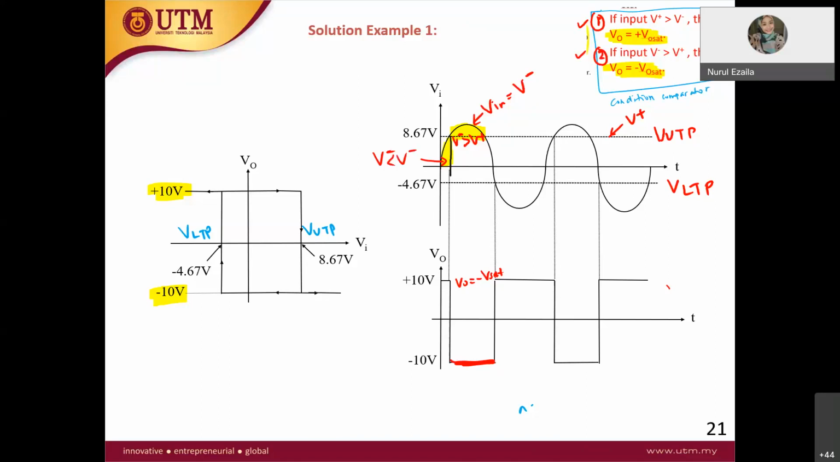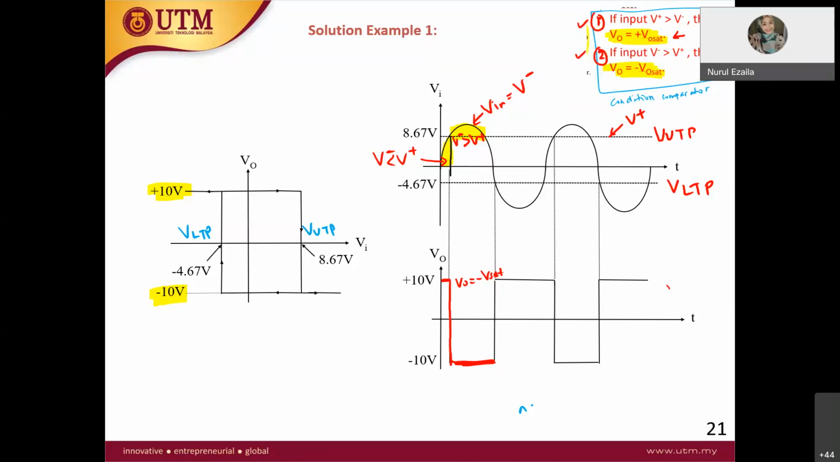Less than the V plus. Okay. So it is the first condition, which is V out equal to plus V saturation. That's why you got it here, plus. Okay, and so on. You have to draw continuously the line there.